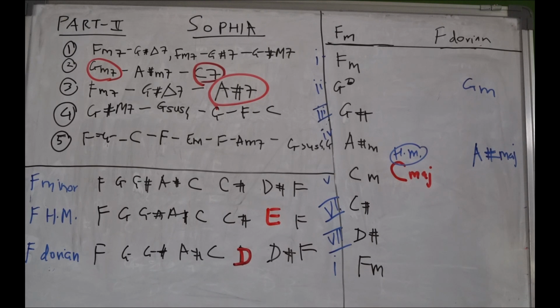Then we have C sharp major, D sharp major and F minor. So these are the 6, 7 chord, and then we are back to F minor, which is the 1 chord. So these are the chords for F minor and F harmonic minor.